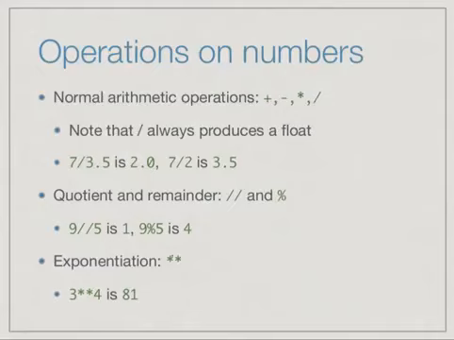Another operation which is quite natural and common is to raise one number to another number, and this is denoted by double star. So 3 double star 4 is what we would write normally as 3 to the power 4, is 3 times 3 times 3 times 3, 4 times, right? And this is 81.